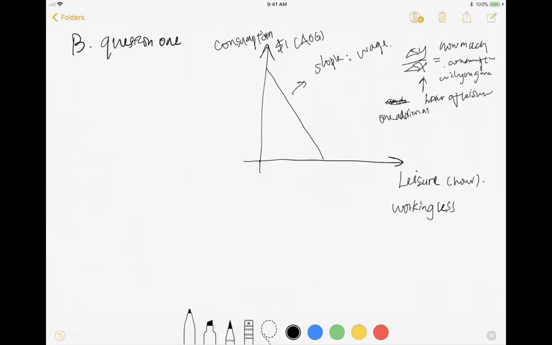How much consumption is also maybe how much income will you give up? So that's maybe the income you give up for an additional hour of leisure is your income. So this is the logic. The additional hour of leisure costs you an hour of income to enjoy the leisure.